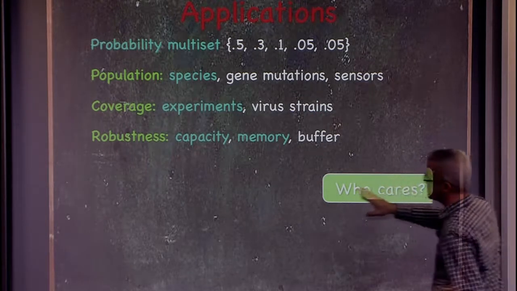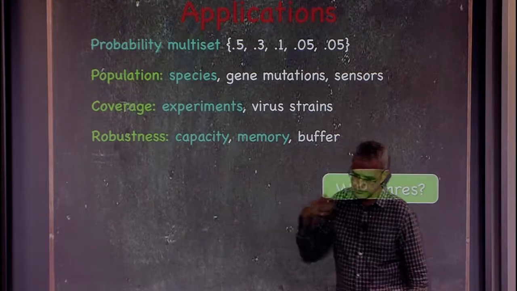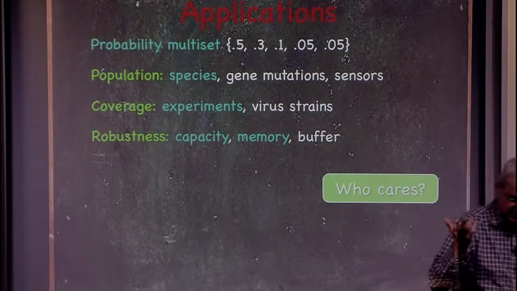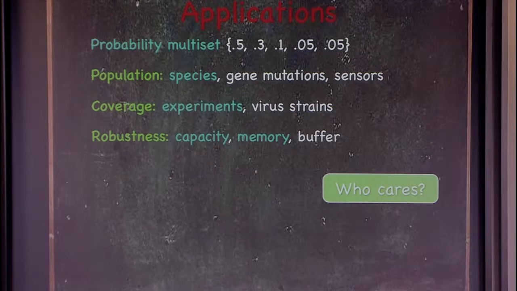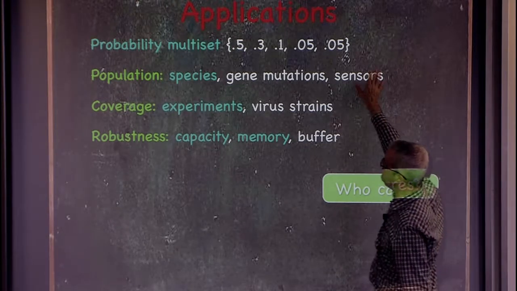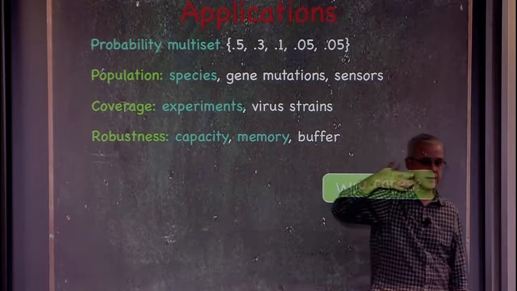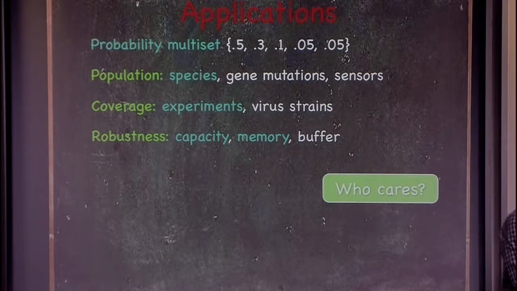Or robustness. You're trying to design a system, like a wireless system for cell phones, that will accommodate people 90% of the time, or a road that will accommodate people 99% of the time. What you care about is the probability that people use the system at any given time. You don't care who has what probability. You just care that there's a person who uses the system 50% of the time, another person 30% of the time, and so on. So it's just a function of the multiset.